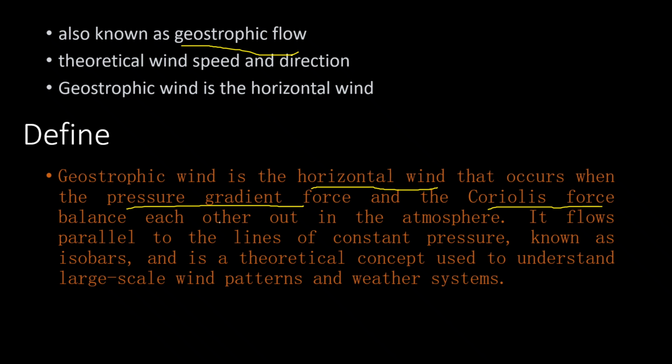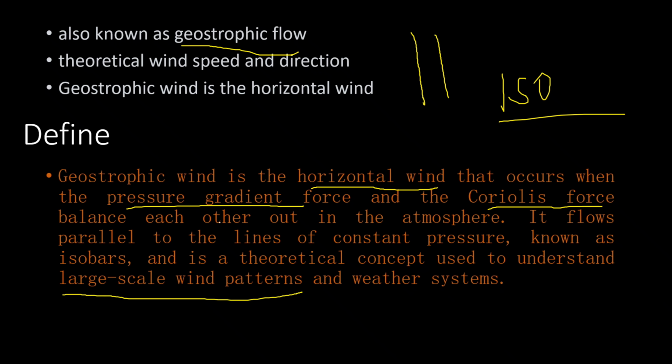We know that the imaginary line that represents constant pressure is called what? It is called isobars, right? So it flows parallel to these lines. That means geostrophic winds flow parallel to the isobars, and it's a theoretical concept used to understand large scale wind patterns. Okay, that is not representing the local winds or any other. Geostrophic wind is used to understand large scale wind patterns and weather systems.